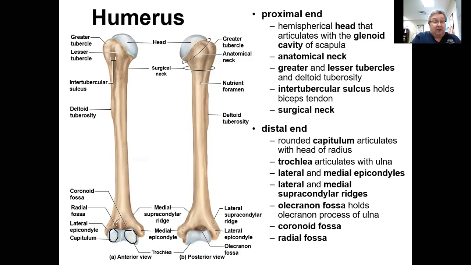Above each of these areas are fossas. These fossas allow for the radius and the ulna to have space to move. The one above the capitulum is the radial fossa. The one above the trochlea is the coronoid fossa because it's the coronoid process on the ulna that articulates with that. We'll get to that in a second. So you need to understand the distal end.